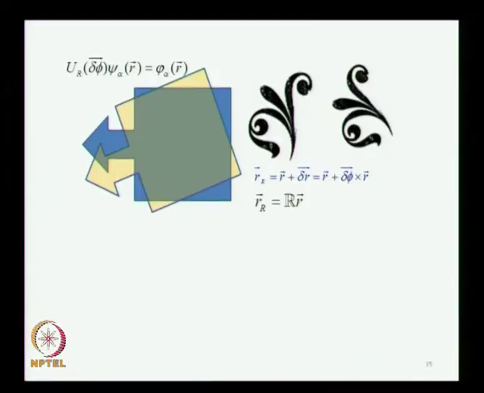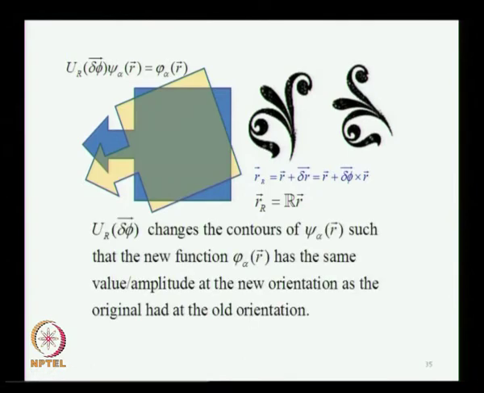Essentially what the rotation operator does, this is the rotation operator U, is operate on the original function psi and give you a new function phi. The reason it is a rotation is because it changes the contours of the function on which it operates in such a way that the new function has exactly the same value and amplitude at the new orientation as the original one had at the original orientation.